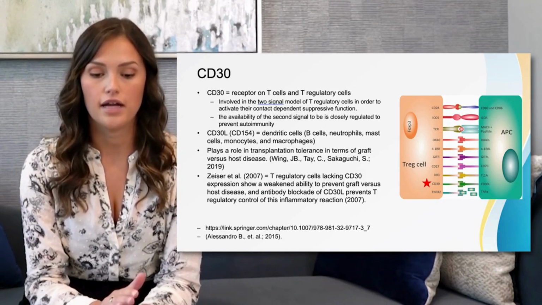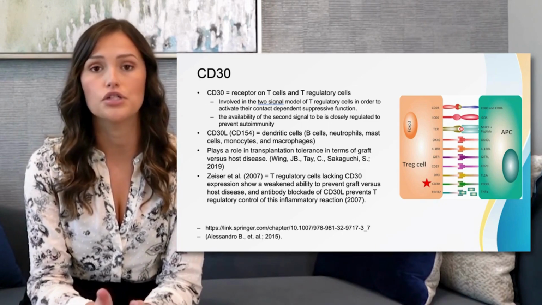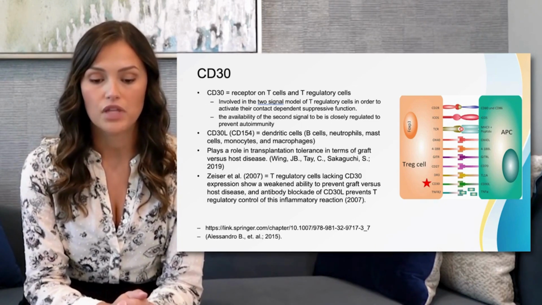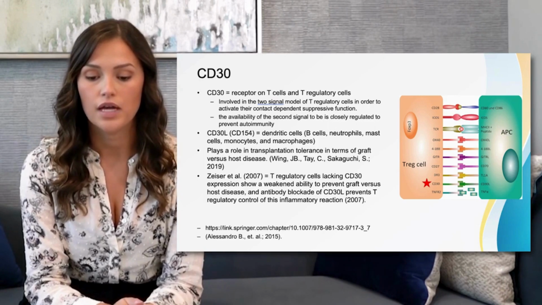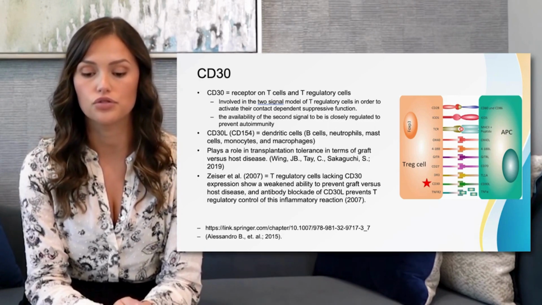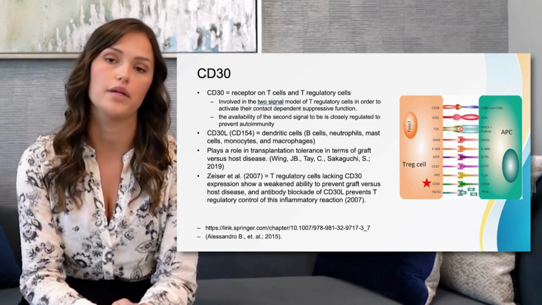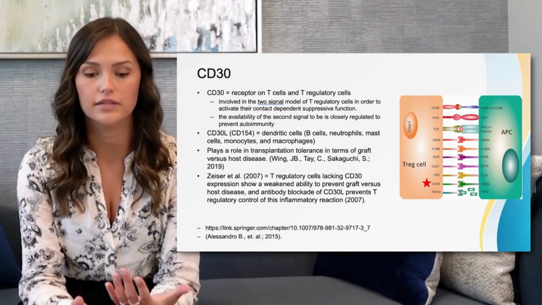In fact, in a specific study, as you can see here, in 2007 researchers inhibited the interaction of CD30 with CD30L, and then there was an inability to control the ongoing inflammatory reaction within the body. So what this is basically telling us is that CD30 and CD30L play a very important role in suppressing inflammation within the body, and it is very important in regulating and preventing autoimmunity that can further occur.